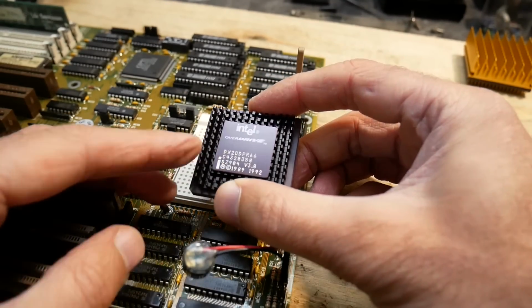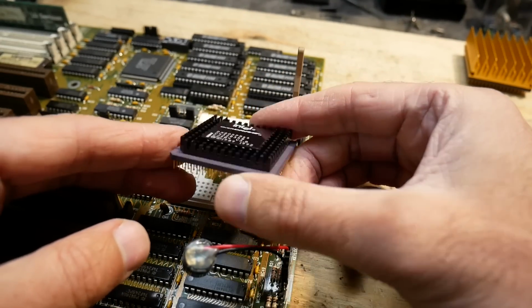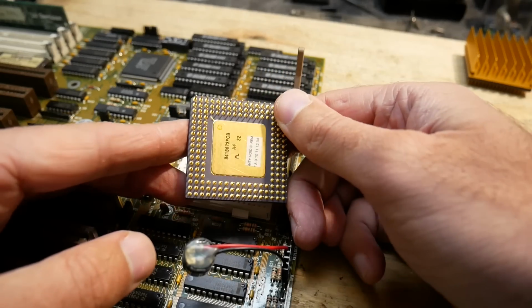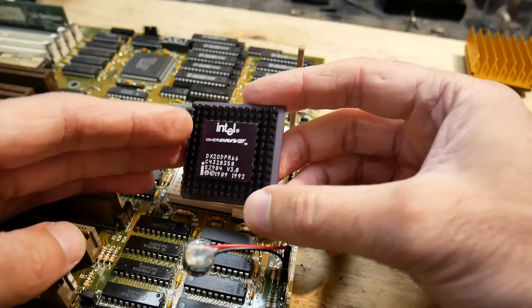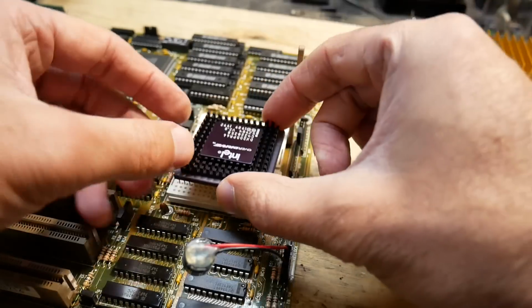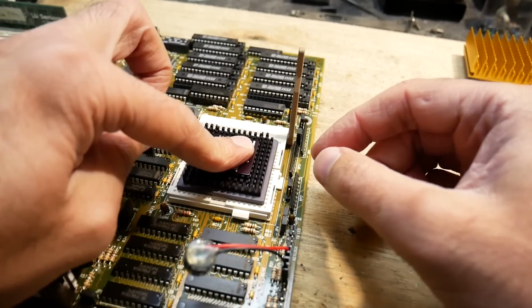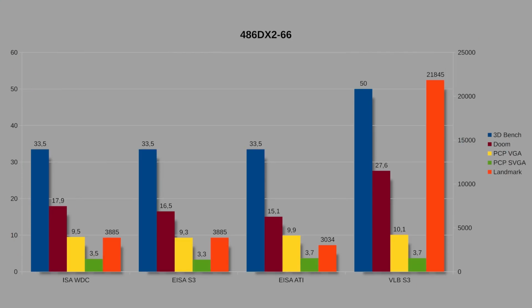486DX266. This CPU is called Overdrive, but it is basically a normal 486DX266 with the same frontside bus at 33 MHz and multiplier 2. So theoretically doubled CPU performance. And these are the results.